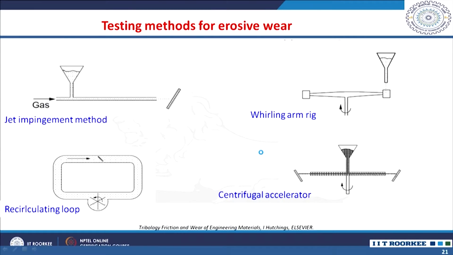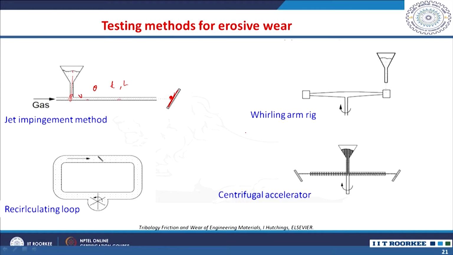Finally, you have several testing methods to assess the erosive wear. By the jet impinging method, a mixture of gas and particles is impinged on the surface and the material is damaged. At a particular velocity and angle of impingement, at particular temperature and humidity conditions, you can assess the material removal.